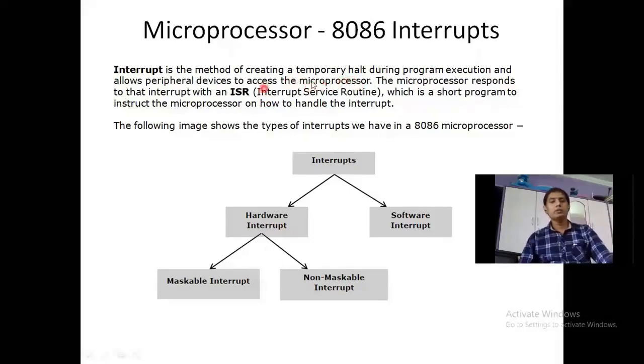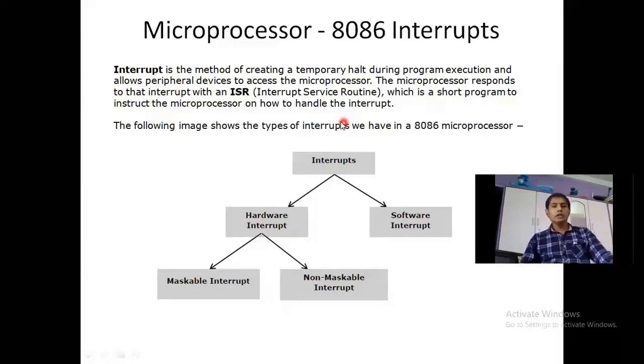In that case, there is one important element called the ISR, the interrupt service routine. The microprocessor responds to that interrupt with the help of the ISR, which is a short program that instructs the microprocessor on how to handle the interrupt. With the help of the ISR, the microprocessor understands in which way the corresponding interrupt is handled. That information is conveyed to the processor.